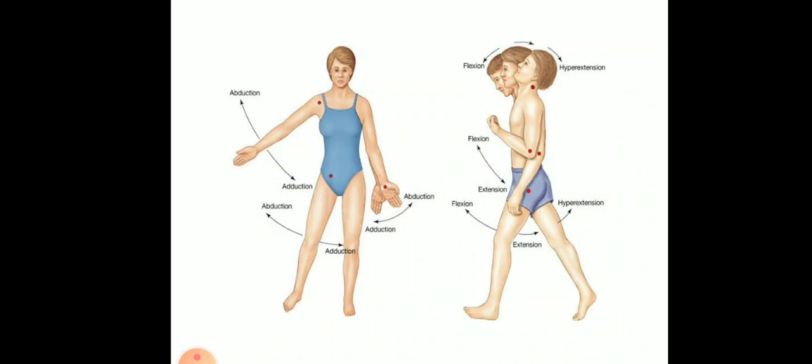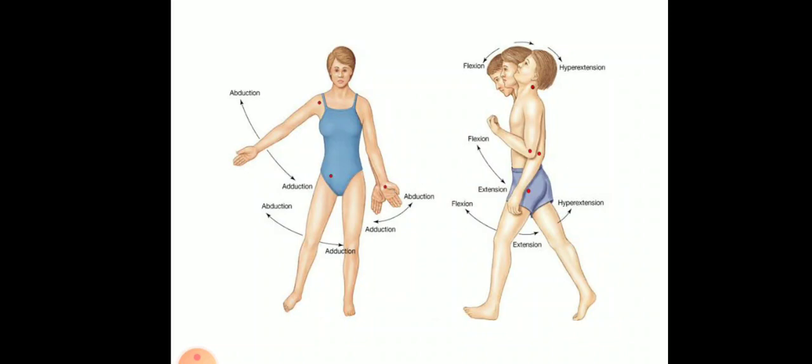Then abduction: moving a part away from the midline, such as lifting the upper limb horizontally to form a right angle with the side of the body. Next is adduction. Adduction is moving a part towards the midline, such as returning the upper limb from the horizontal position to the side of the body.